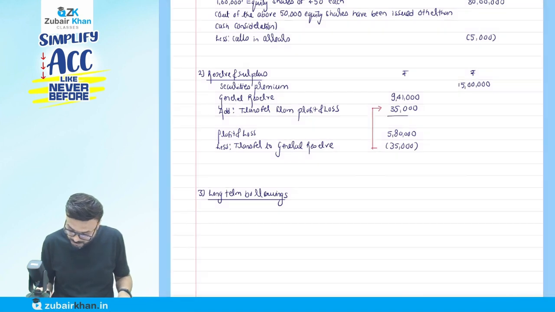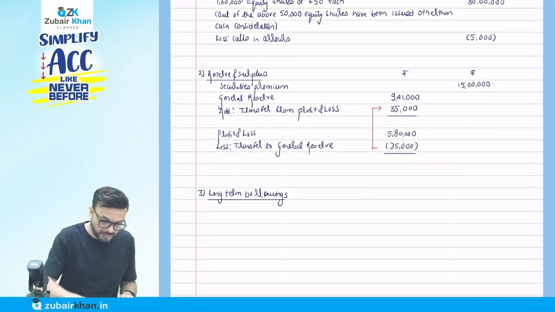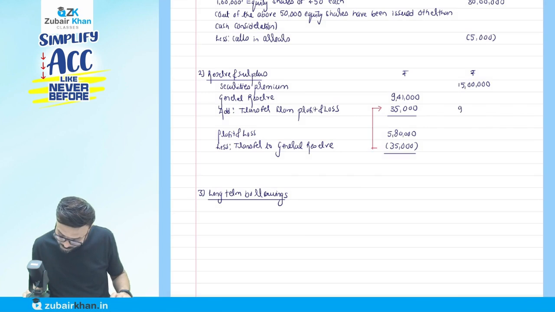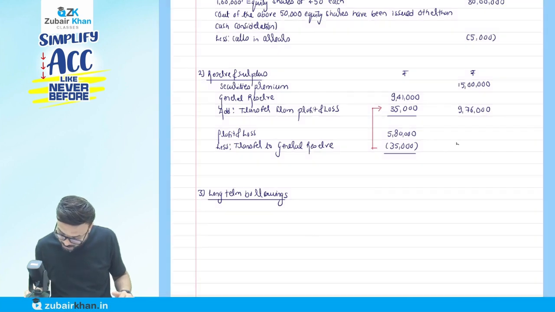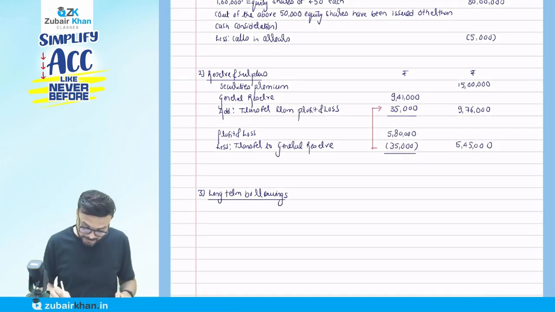Now here, the loan from Public Finance Corp. If you want, you can do the total also. This 9,41,000 plus 35,000 is coming to 9,76,000. Here, 5,80,000 minus 35,000 is coming to 5,45,000. Okay. Now go to the adjustment then.